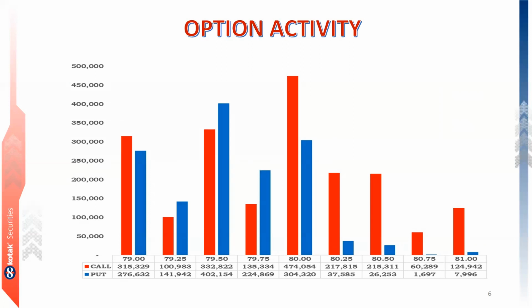So 80 ka jo strike hai, we clearly see there is a very large open interest accumulated in the 80 strike call, which means this area is going to act as a very strong resistance. At the same time, 79.50 is going to act as a major support. And in fact, it's also 79.75. So around 80, the option sellers are betting that this market will stay between 79.75, 80, or even 79.50 and 80. We have to see because 29th ko Fed meeting hai. So whether the option sellers come out as winners or they are squeezed, we have to wait and see what happens after Fed.